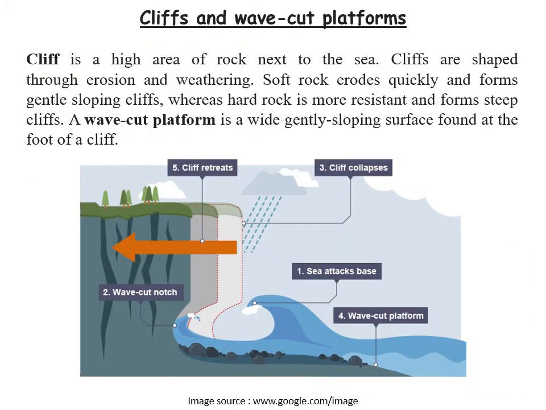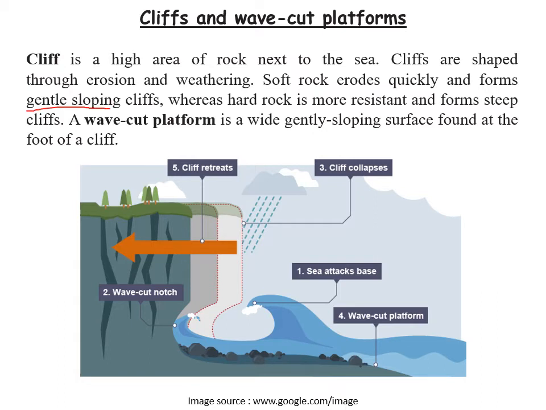Next is the cliffs and wave cut platforms. Now, cliffs are the high land areas found just near the sea. Often we have a concept that only where this kind of vertical wall is found near the sea, we call it a cliff. But that may not be so. The cliff may be a gently inclined surface also. That may not be a near vertical surface.